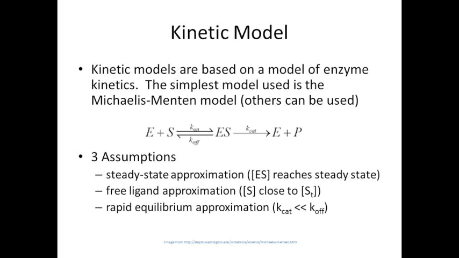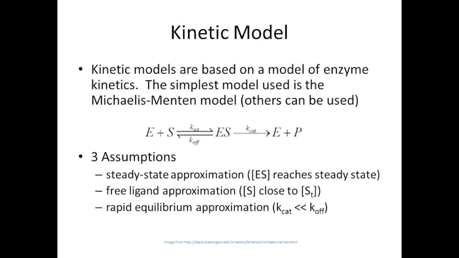The steady state approximation says that at any given time, the enzyme-substrate complex concentration remains constant. We also have to assume the free ligand approximation, so the concentration of free substrate is very close to the total substrate in the system, both free and combined. And also rapid equilibrium: we have to assume that it's much more likely for the complex to go back and forth between enzyme and substrate than to proceed to the product.